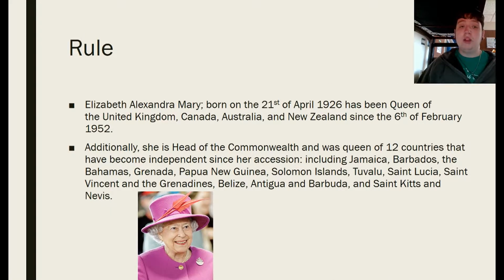Elizabeth Alexandra Mary, Queen Elizabeth II, born on the 21st of April 1926, has been Queen of the United Kingdom, Canada, Australia, and New Zealand since the 6th of February 1952, when her father passed away. Additionally, she is the head of the Commonwealth and was Queen of 12 countries that have become independent since her ascension. Those countries include Jamaica, Barbados, the Bahamas, Grenada, Papua New Guinea, Solomon Islands, Tuvalu, St. Lucia, St. Vincent and the Grenadines, Belize, Antigua and Barbuda, and St. Kitts and Nevis. Bottom, you can see a recent photo of the Queen.